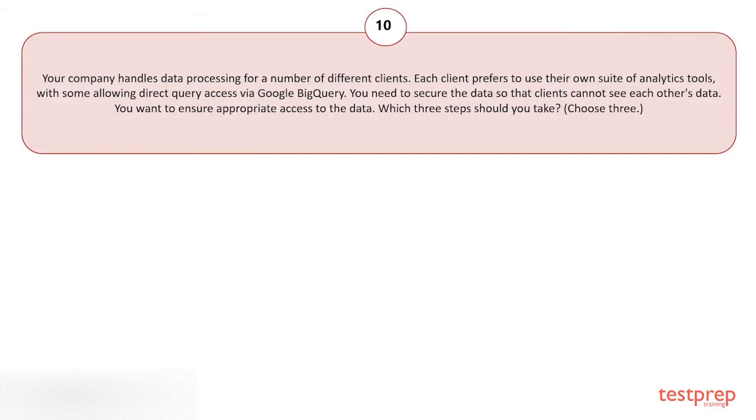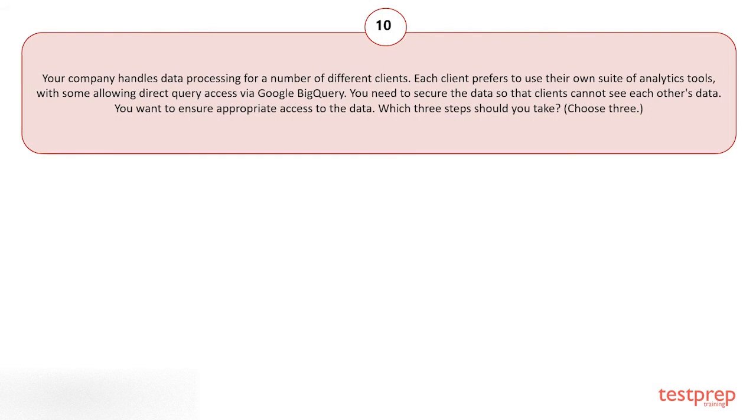Your company handles data processing for a number of different clients. Each client prefers to use their own suite of analytics tools, with some allowing direct query access via Google BigQuery. You need to secure the data so that clients cannot see each other's data. You want to ensure appropriate access to the data. Which 3 steps should you take? Choose 3.